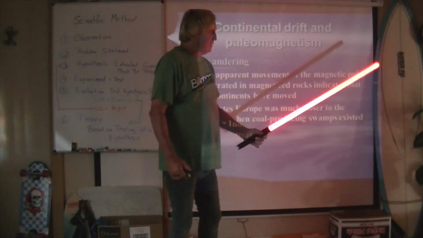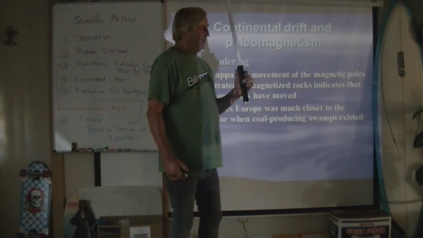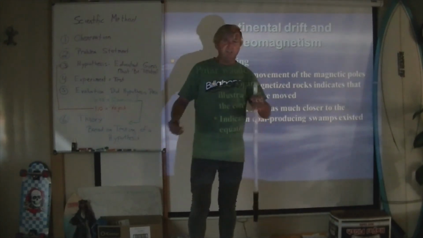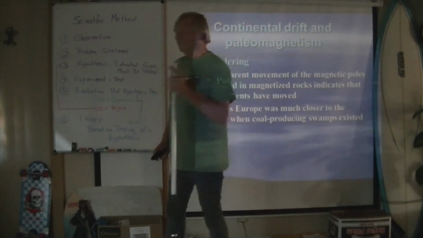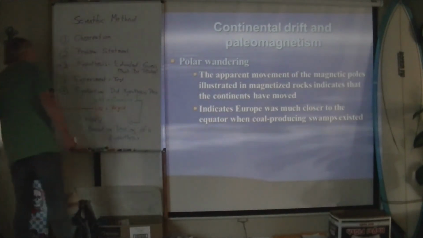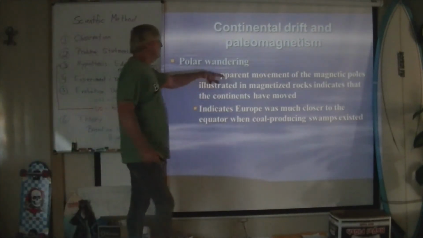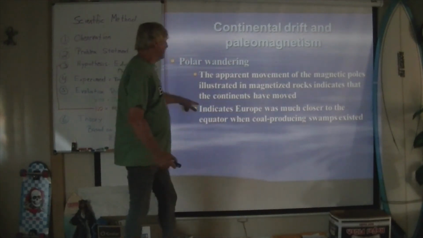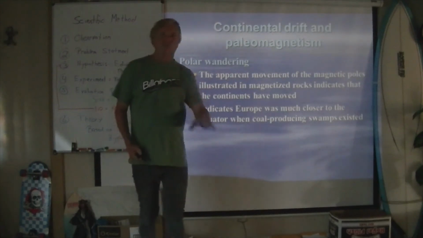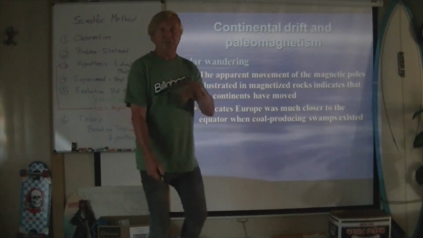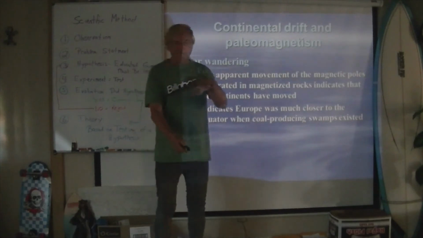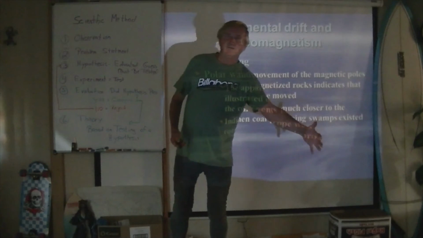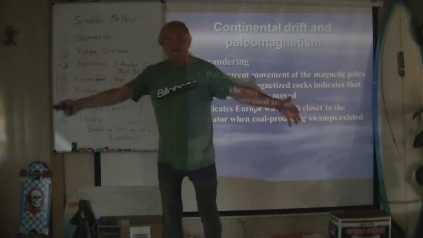When they looked at this magnetism in rock, it appeared as if the North Pole had moved. Not just switched, but it appeared like it had moved. And this is the key word: the apparent movement of the magnetic poles illustrated in magnetized rocks indicates that the continents have moved. So the poles did not move. The poles pretty much remained stationary. North Pole and South Pole, they varied a little bit magnetically, but you're not going to find the North Pole at the equator and the South Pole at the other end of the equator.